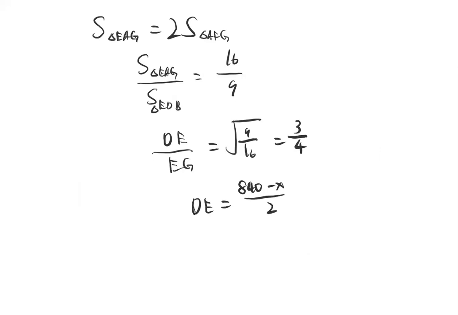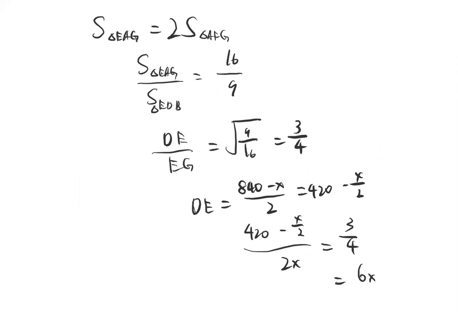And if we do this, let me just simplify a little bit more. So we can write out some equations. So (420 minus X over 2) divided by 2X is equal to 3/4. And we should simplify a little bit.